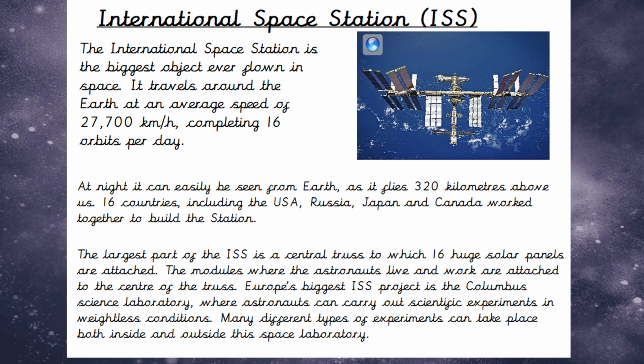The largest part of the ISS, the International Space Station, is a central truss to which 16 huge solar panels, you can see them on the image there, are attached. The modules where the astronauts live and work are attached to the centre of the truss. Europe's biggest international space station project is the Columbus Science Laboratory, where astronauts can carry out scientific experiments in weightless conditions. Many different types of experiments can take place both inside and outside the space laboratory.